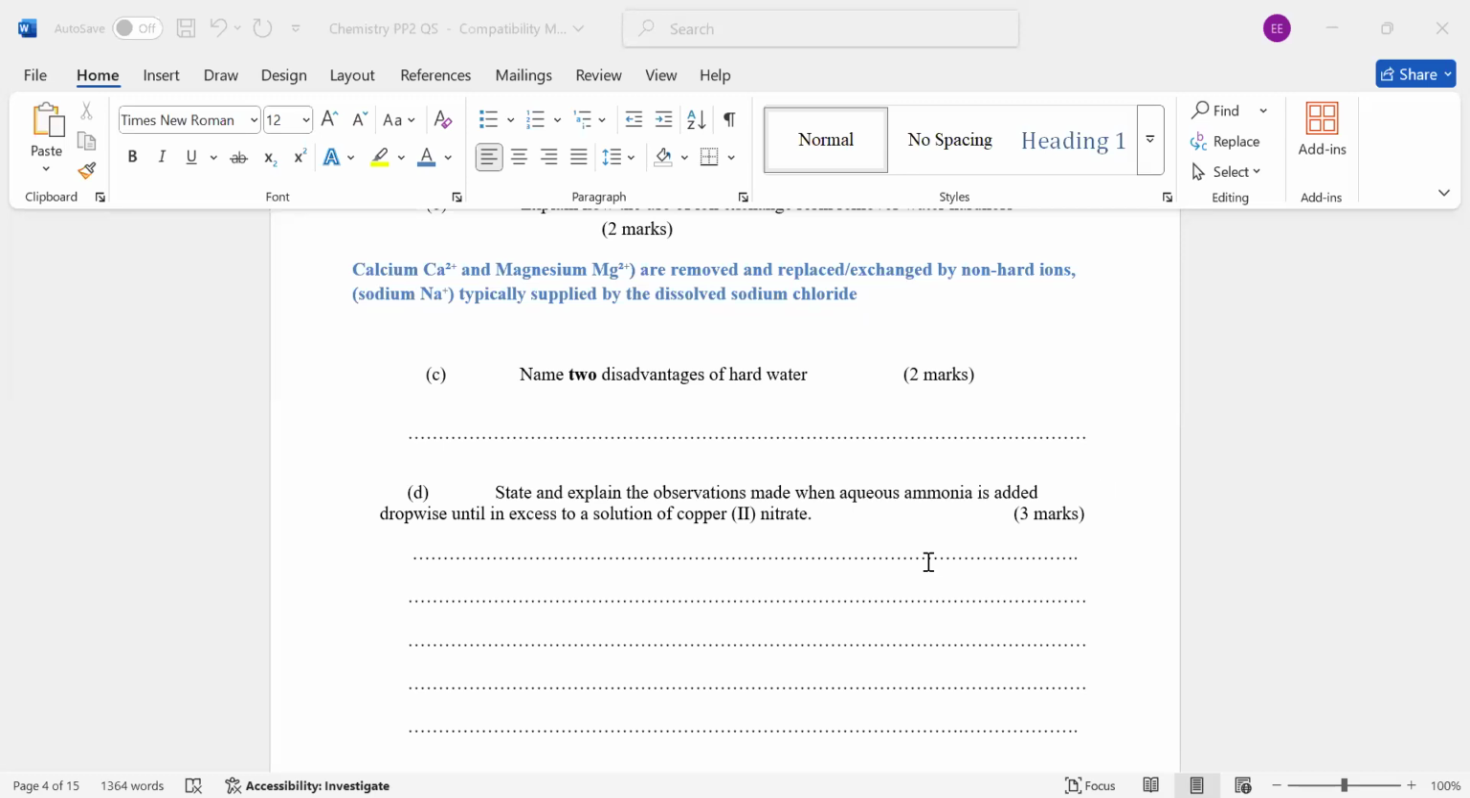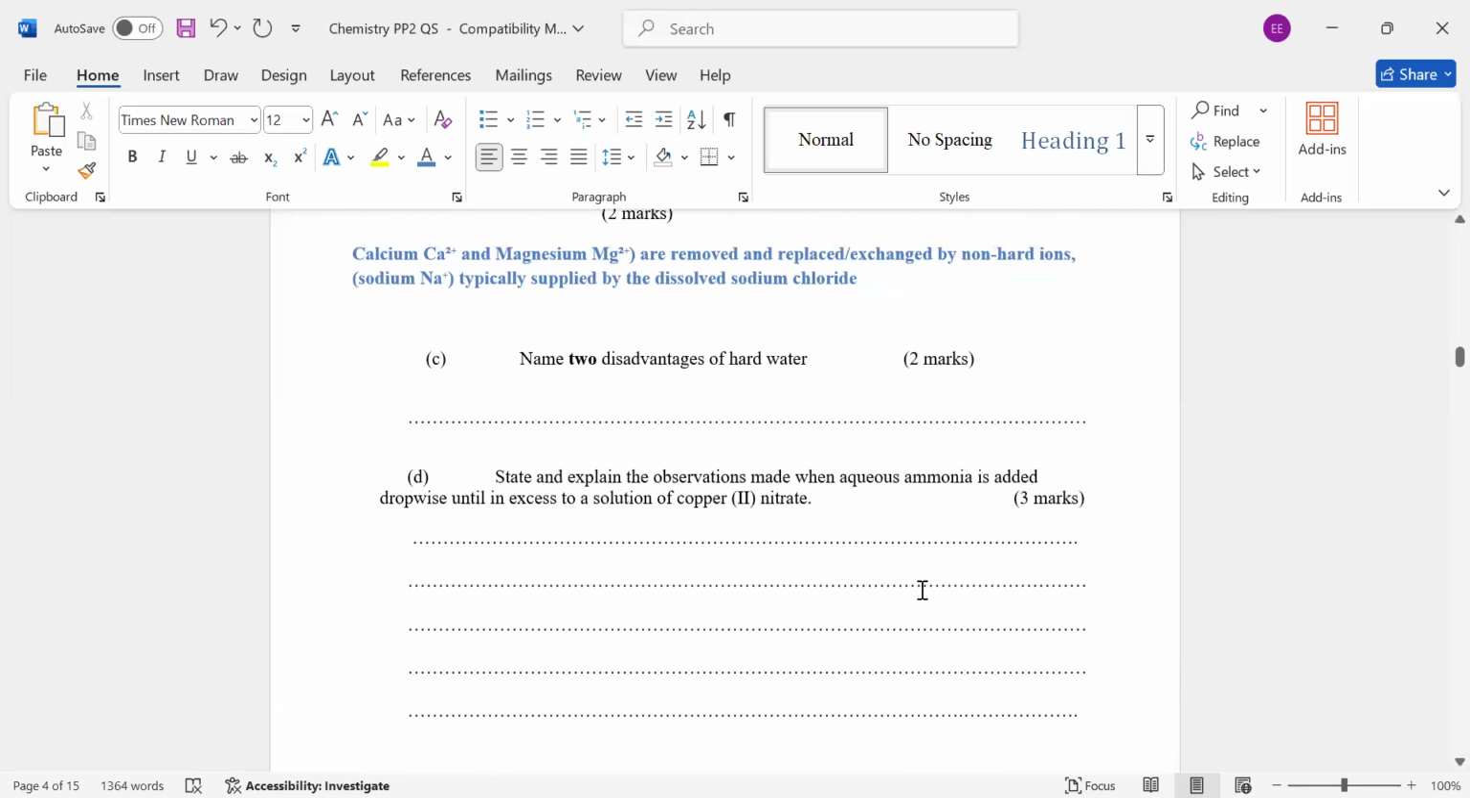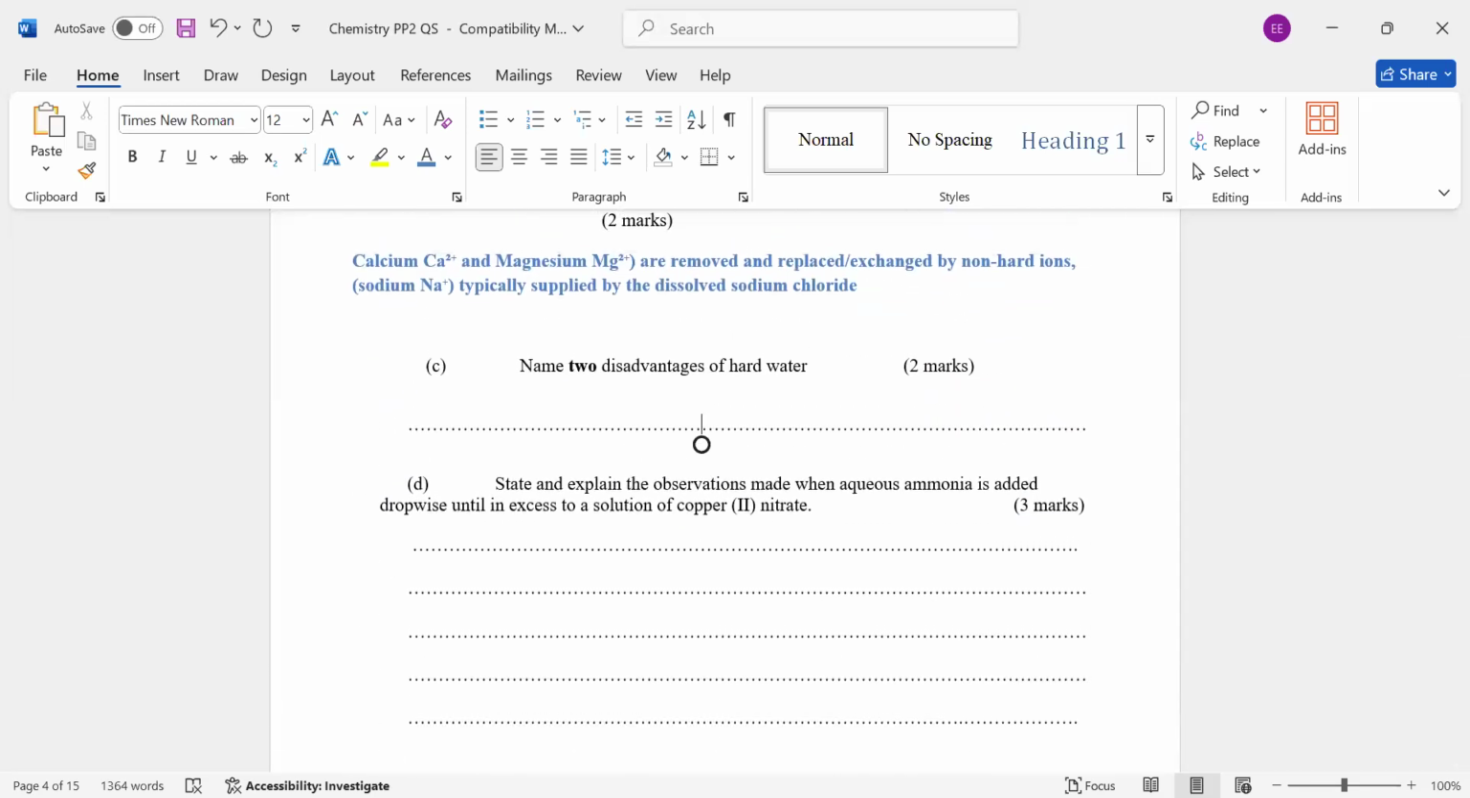Normally in the laboratory, if you add a few drops of ammonia solution to copper 2 ions, you will see a blue precipitate. Then when you add excess ammonia, you will see that the precipitate dissolves to produce what? A deep blue solution. So the observation is that if you add a few drops, there will be a blue precipitate. Then the blue precipitate dissolves to form a deep blue solution.